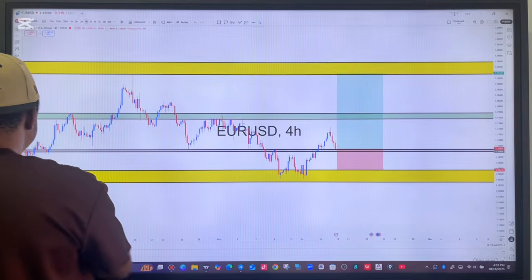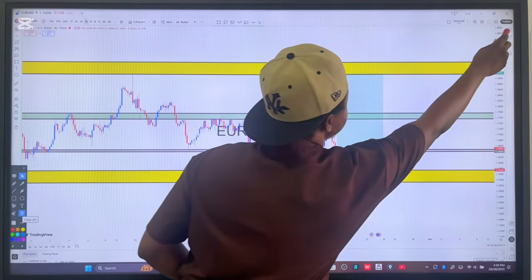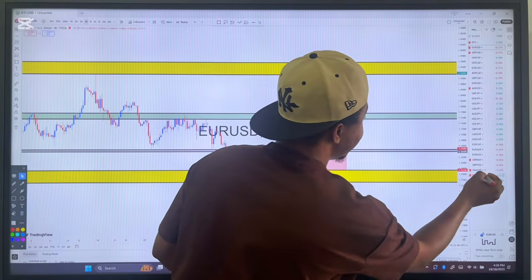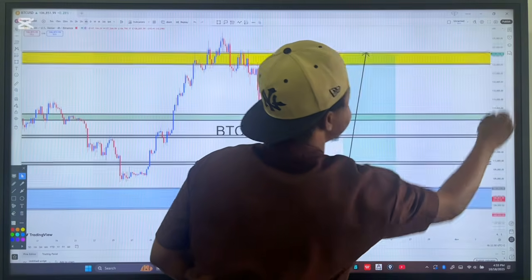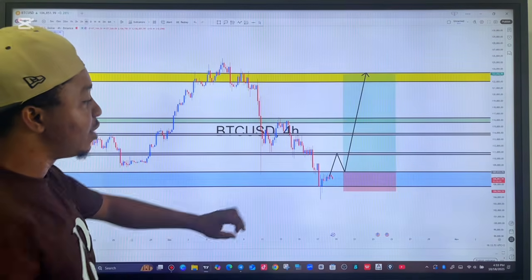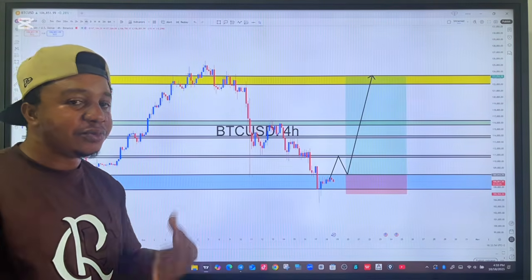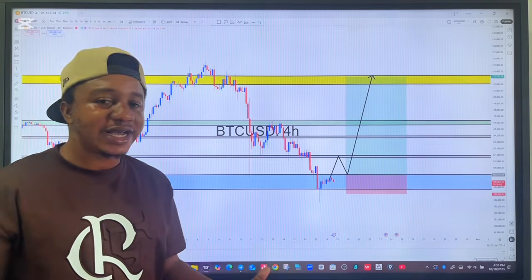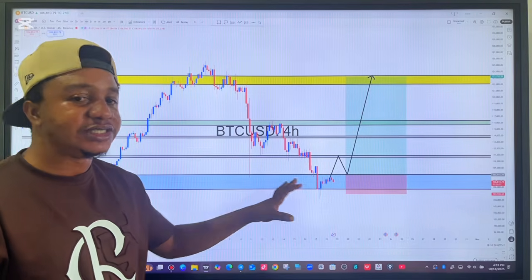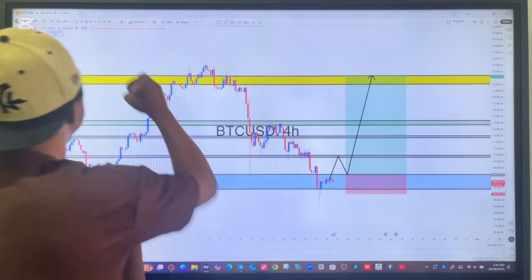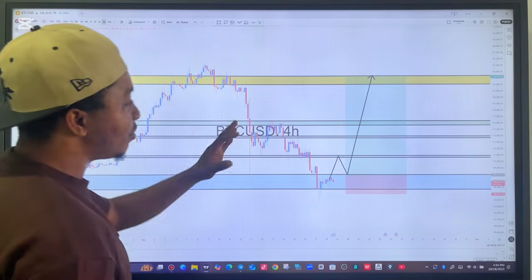Now the next pair on board is going to be BTC USD. So let's go all the way to Bitcoin and also break it down. All right, so this is BTC USD, and I'm looking for a buying opportunity. Now, what is the rationale behind the buying opportunity that I'm looking for on BTC USD? Let's find out as we also begin to break it down from the higher time frame.